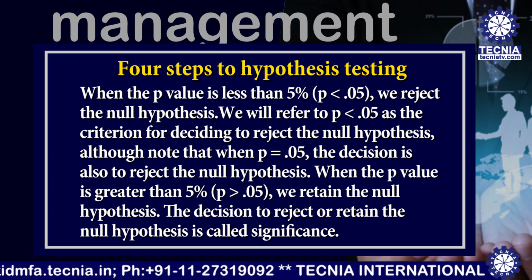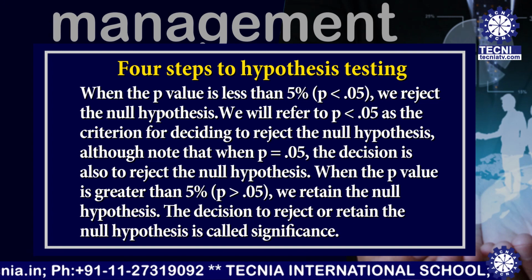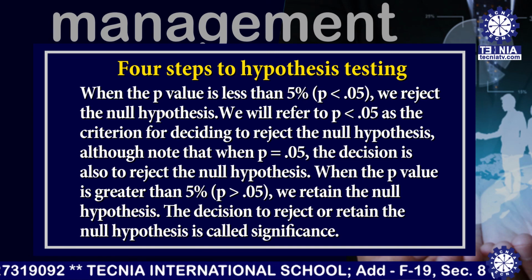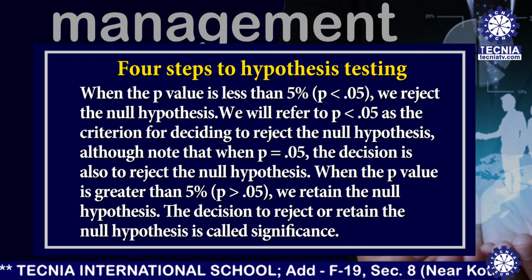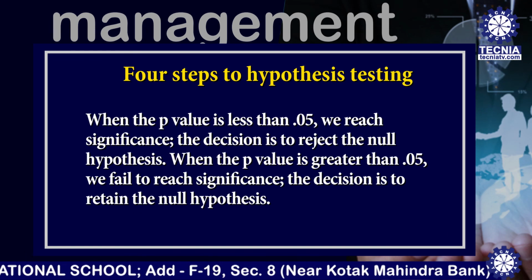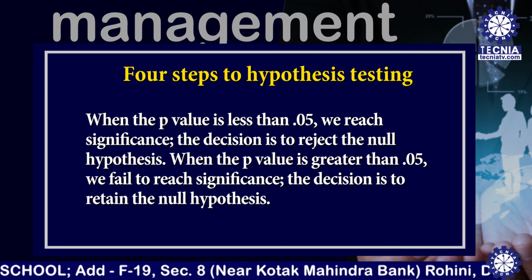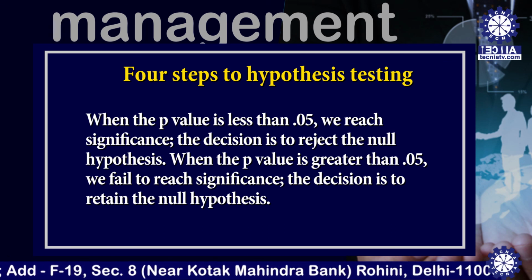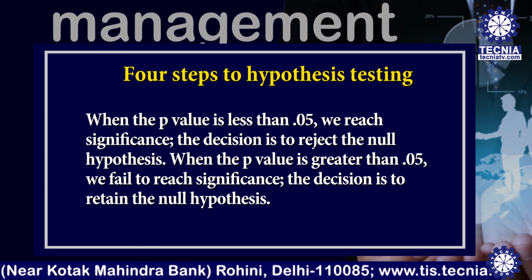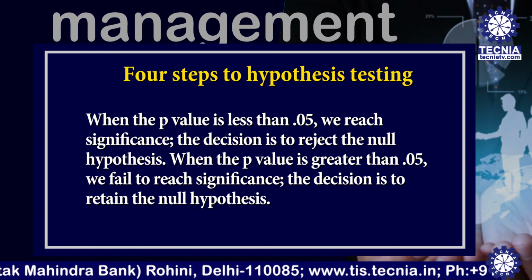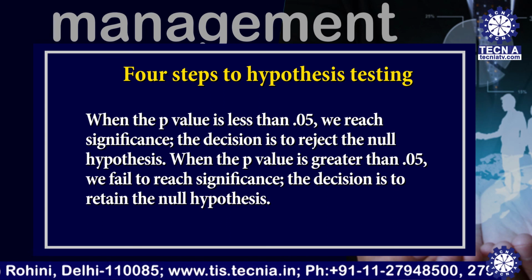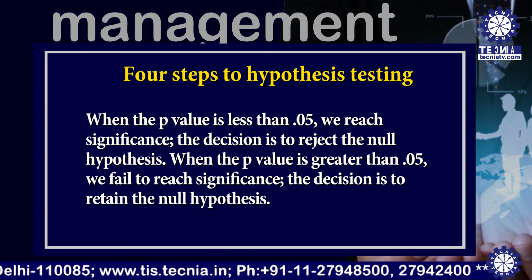When the p-value is greater than 5%, we retain the null hypothesis. The decision to reject or retain the null hypothesis is called significance. When the p-value is less than 0.05, we reach significance. That is, the decision is to reject the null hypothesis. When the p-value is greater than 0.05, we fail to reach significance. That is, the decision is to retain the null hypothesis.